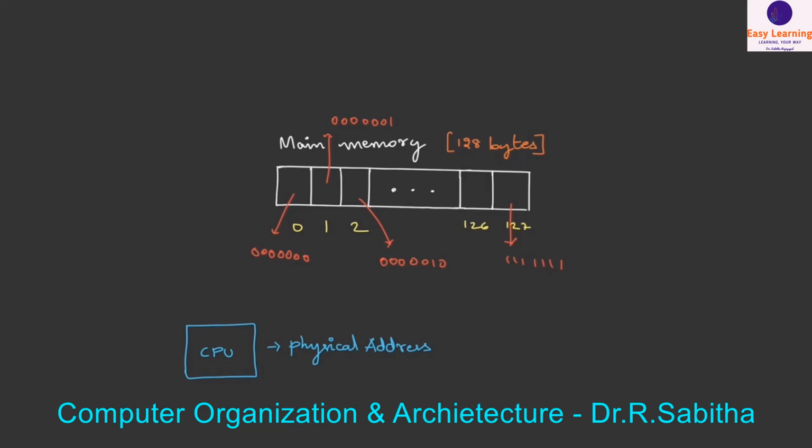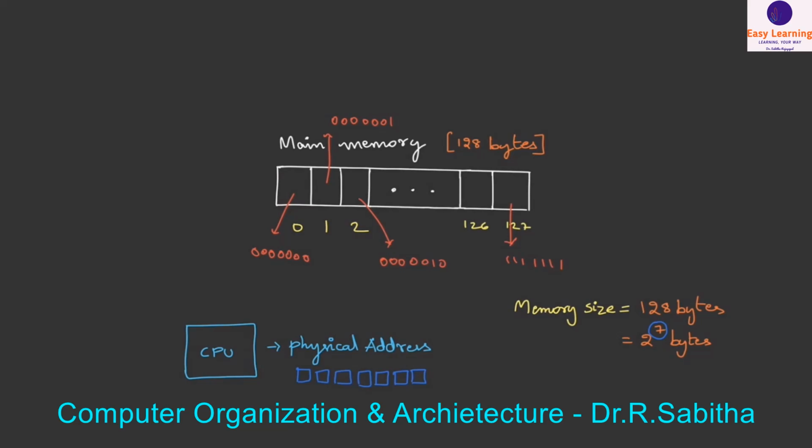Now, when a processor wants any data, it will be asking the memory only in the form of a physical address. Yes, so physical address could be written in short form as PA. Now, we will understand how many bits are required for the physical address. For that, we have to consider the memory size. Memory size here is 128 bytes, which is nothing but 2 power 7 bytes. So, we will take this value 7.